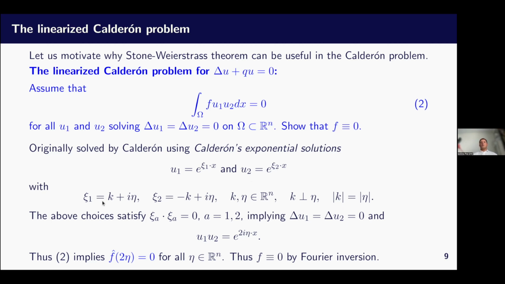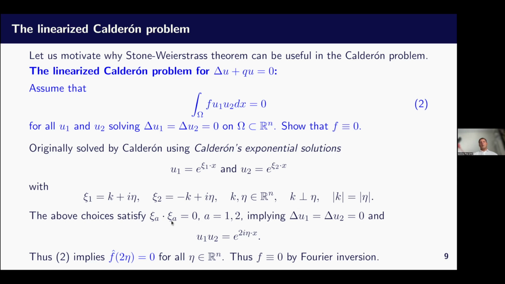Xi1 and xi2 are complex vectors. So they are of the form xi1 is k plus i eta and xi2 is minus k plus i eta, where k and eta are vectors in Rn. It is assumed that k is orthogonal to eta and that k and eta have the same length. So with these choices for k and eta, we have that xi1 dot xi1 is 0.